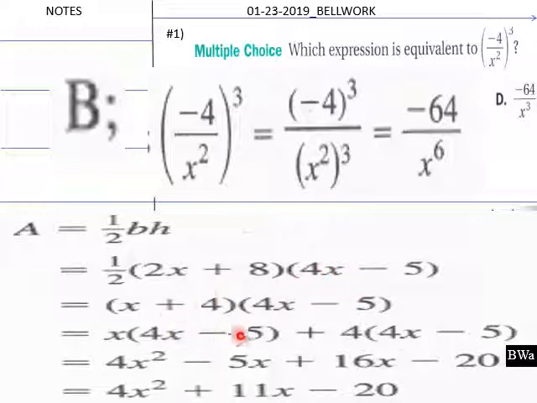We multiply your two binomials through, and we're using the distributive property here to multiply your binomials. You have this expanded expression here. You combine like terms and you come up with this trinomial for the area of that triangle.